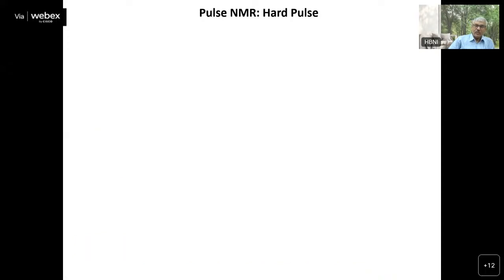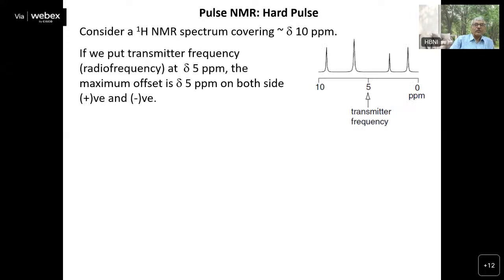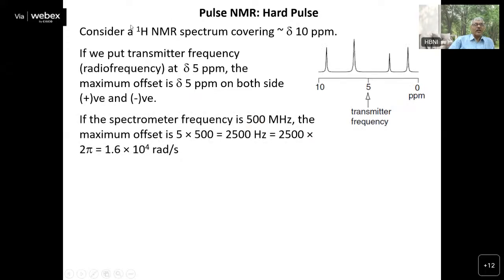into the XY plane. Now I have given one example so that it will be very clear. Let us take a 1H NMR spectrum covering around 10 ppm, say from 0 to 10 ppm, and suppose the peaks are on both sides: two peaks below 5 and two peaks above 5 ppm. I will tell you later what ppm is. In the next lecture we will start the chemical shift.